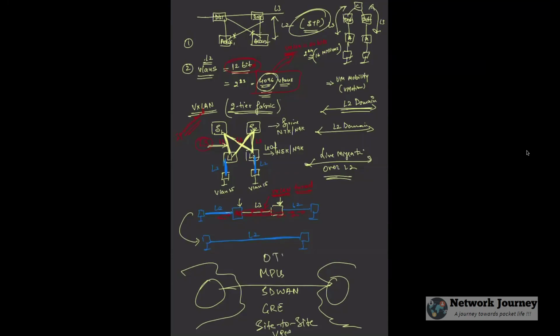Anyone heard about OTV? No. So OTV is a data center solution, to do over Nexus. If you have Nexus, you can configure it with OTV as well. So again, in that way, VXLAN can also be used to connect your data centers.